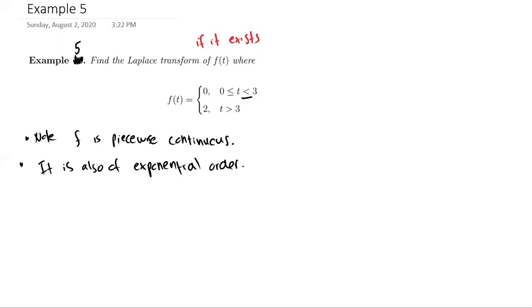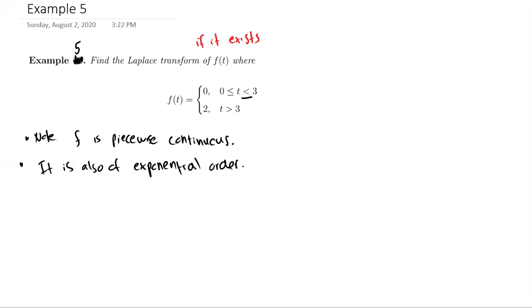So find the Laplace transform, if it exists, of f of t, where f of t is given by 0 on the domain 0 to 3, and 2 on the domain t greater than 3. Okay. Now, before we compute the Laplace transform, we can easily check that this function actually has a Laplace transform. Right? First, we can ask, is it piecewise continuous? So look at both domains.